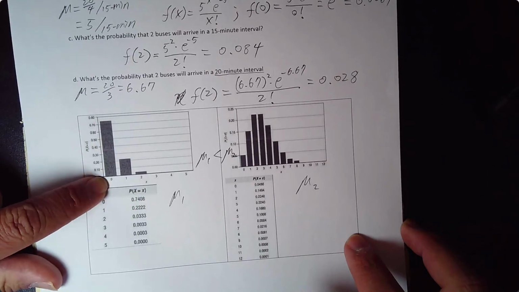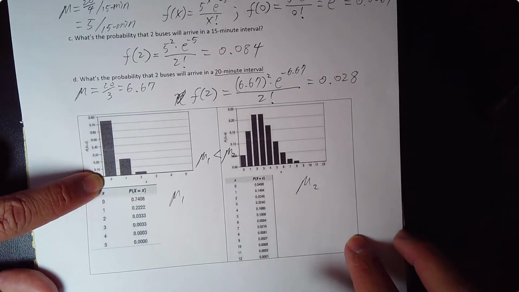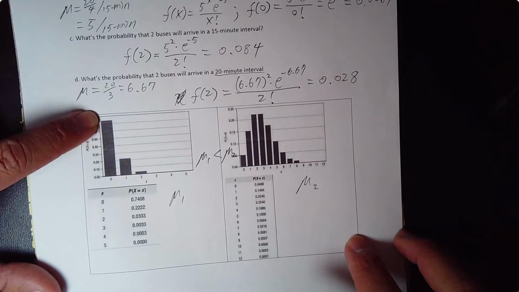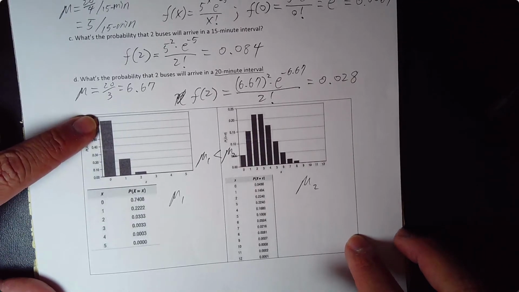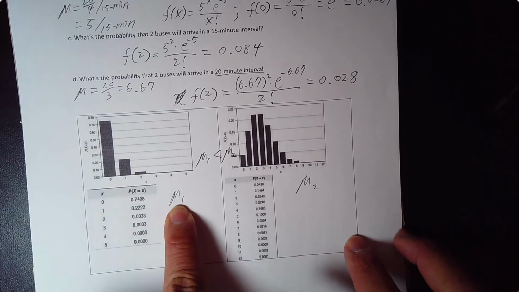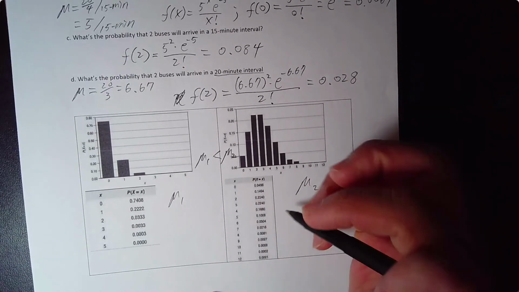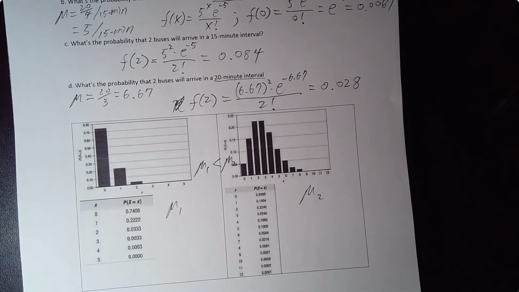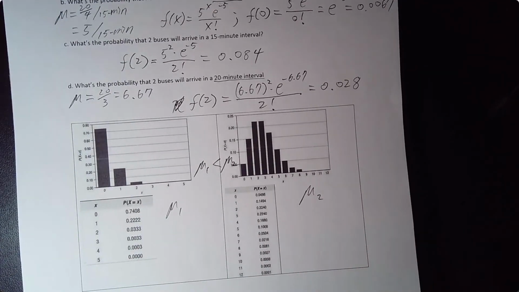So the fact that mu1 gives you such a high probability of no occurrences should tell you that mu1 is very small, whereas mu2 is going to be bigger. So whenever you look at the histogram, think about this. It will help you understand what mu means in a Poisson distribution.